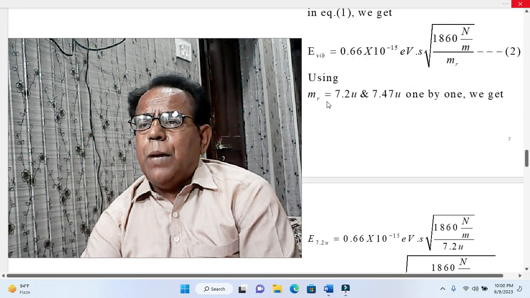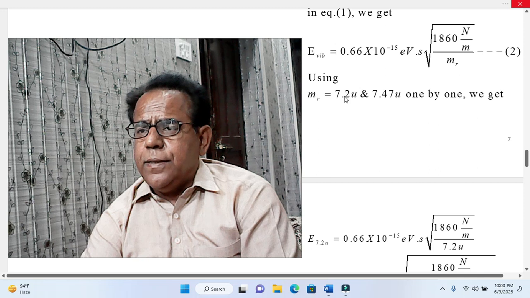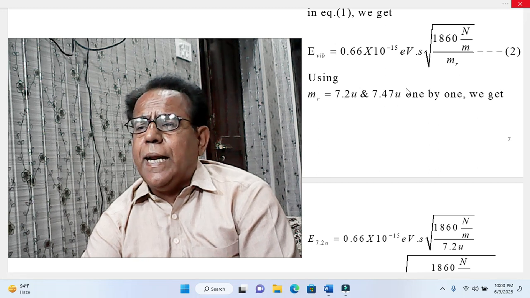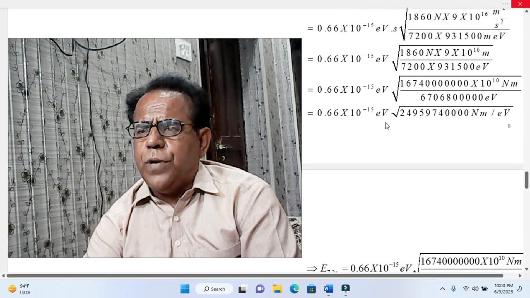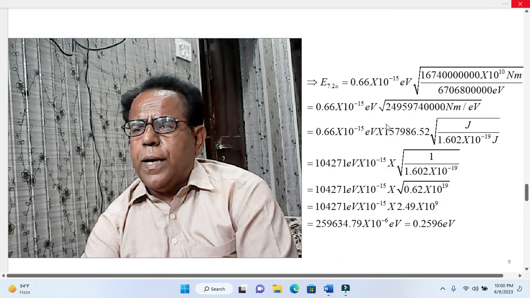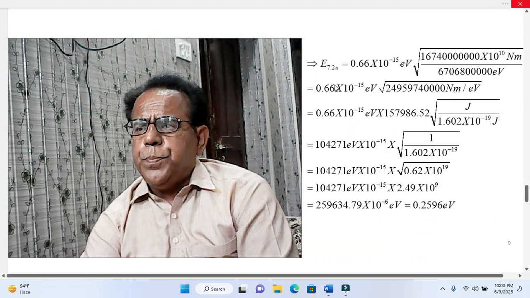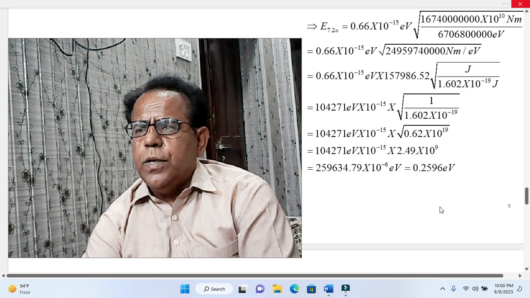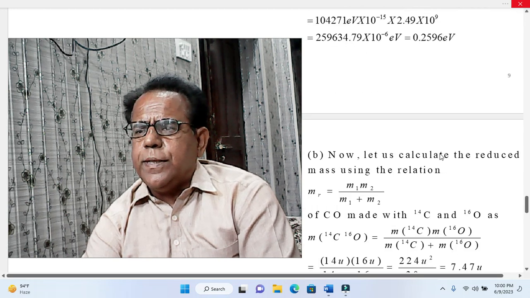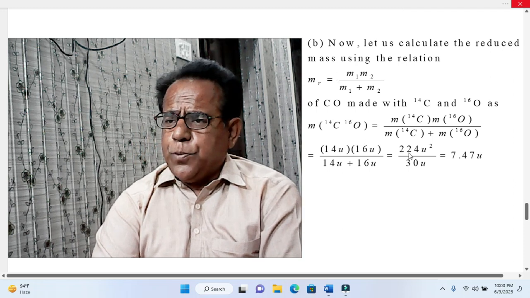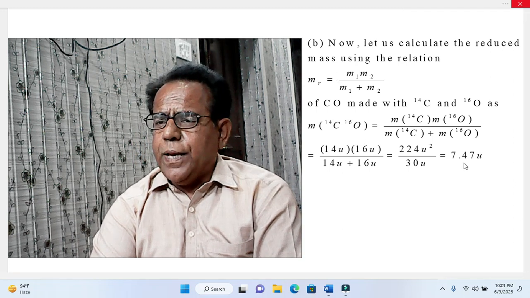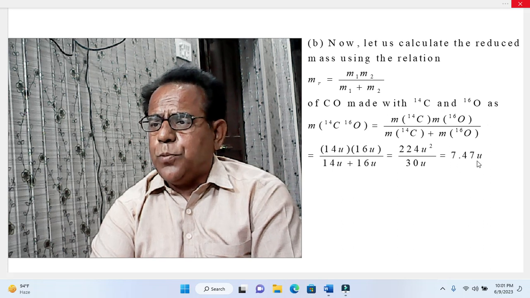What we have done is use this relation, M_R. This value we have discussed earlier, and this value we have calculated right now. Anyhow, we move forward, we do not go back. The value of E for 7.2u has become equal to this, and now we were dealing with part B of this problem, and hence here the reduced mass has become equal to 7.47u.